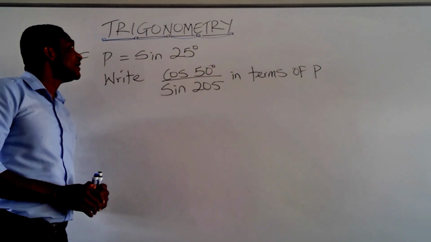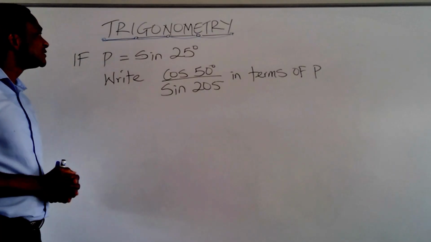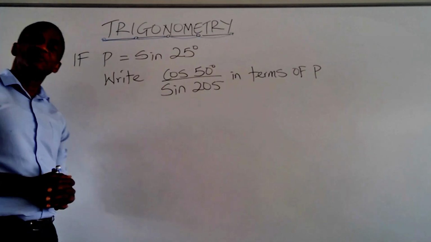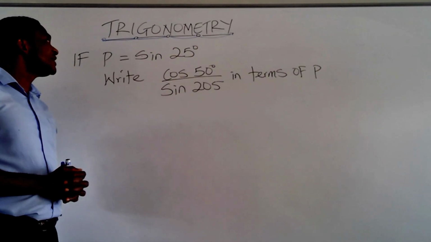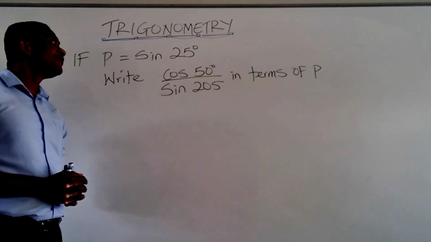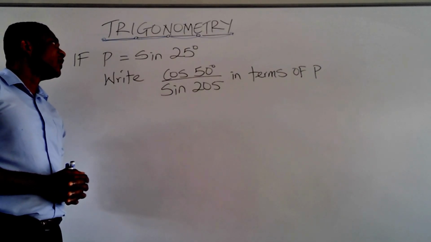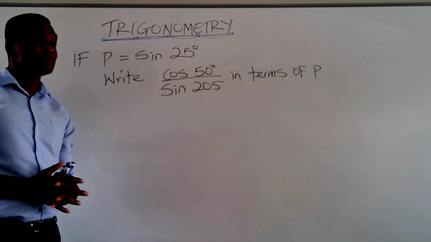Hello. Today we are going to look at trigonometry as it affects reduction formula and sketches. Here we have a question: if P is equal to sine of 25 degrees, write cos of 50 degrees divided by sine of 205 in terms of P.